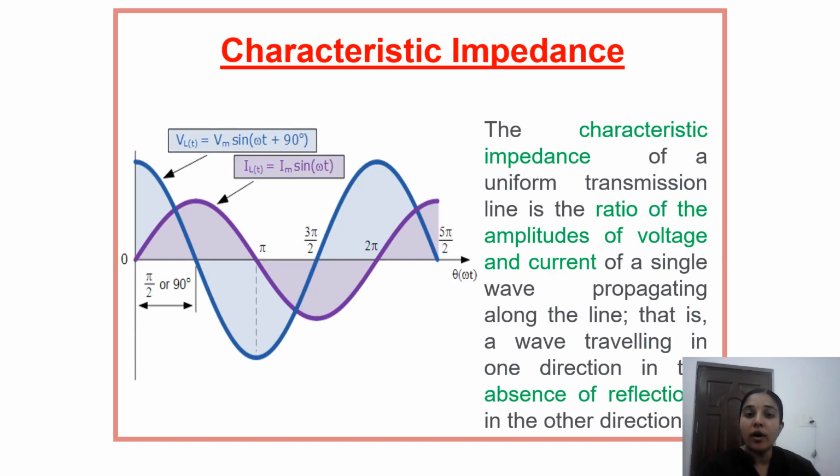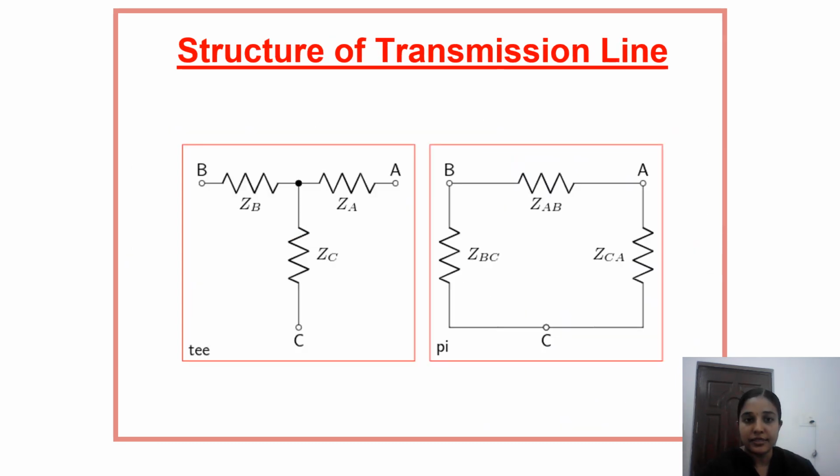One main important parameter of this transmission line is its characteristic impedance. This characteristic impedance is the ratio of amplitude of voltage and current of one single wave in the absence of reflection from the other side. So the voltage and current is measured only when there is a single wave that is transmitting from one point to the other in one direction, and in the opposite direction we do not have any reflections.